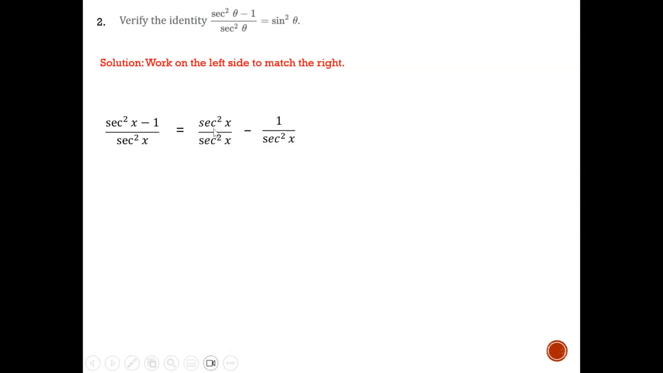Okay. Now, secant squared x over secant squared x is equal to 1. And minus 1 over secant squared x is equal to the cosine squared x, because cosine of theta is equal to 1 over secant. So it's going to give us cosine squared x. Now, every time that you see something squared, you look at the Pythagorean identities.